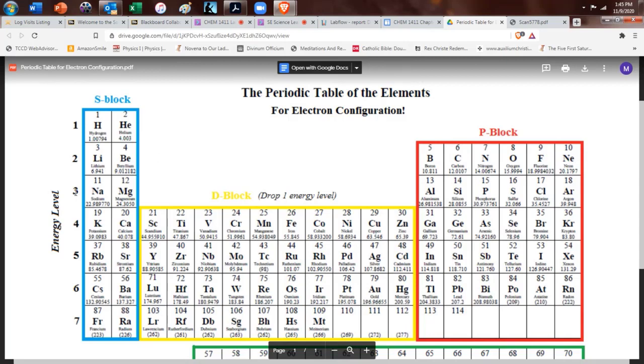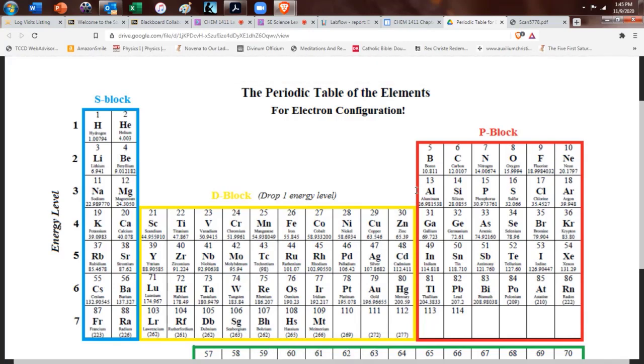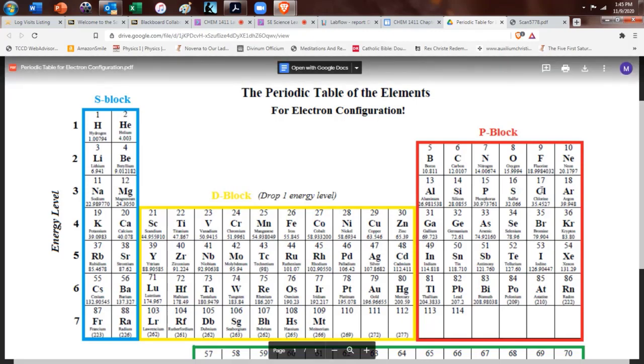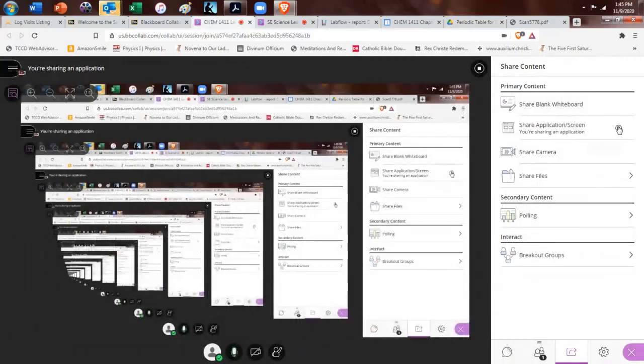Then we go to the next line. 3s2, we're up to magnesium. And then 3p. In the 3p, I have to get to chlorine, so I fill up 1, 2, 3, 4, 5 boxes until I get to chlorine. So it'll be 3p5. That is why for chlorine, the electron configuration is 1s2, 2s2, 2p6, 3s2, 3p5.